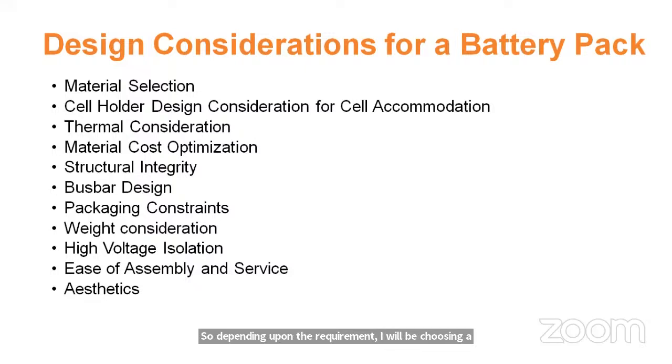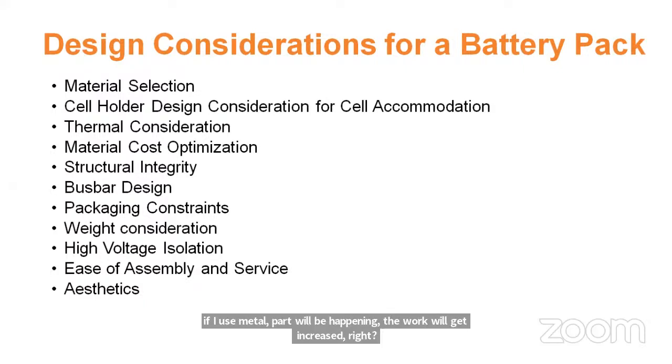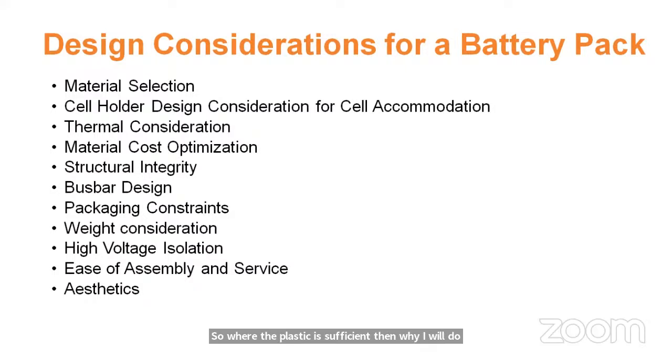Generally, if I have to design a cell holder, then I will use plastic. If, in place of plastic, I use metal, what will happen? The weight will increase, right? So where plastic is sufficient, why would I use metal? Similarly, the outer housing generally should be metal. But if I use plastic in place of metal, then what will happen? I will lose my structural rigidity, right? So we have to be very wide-ranging while doing the material selection.